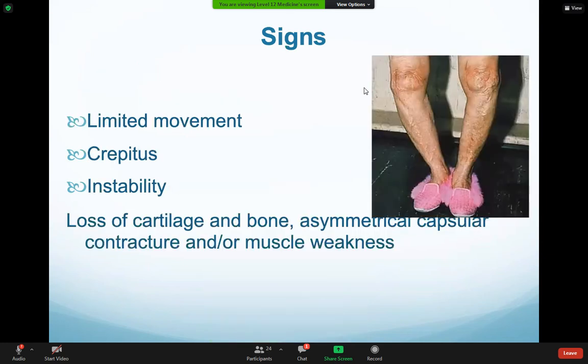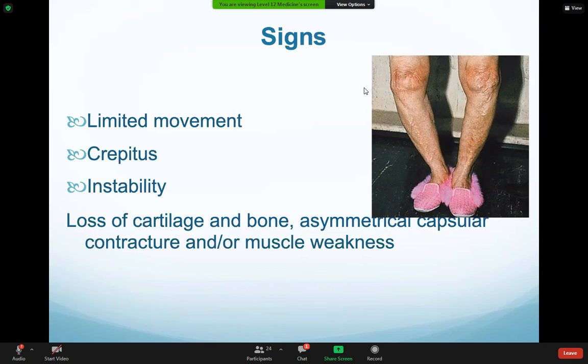So signs of osteoarthritis, again, limited movement, stiffness. They have crepitus, meaning that when you move the joint, there's a sound of crackling, and we call that crepitus, and that's usually because of bone-on-bone motion. And they can get instability as well with ligament laxity.